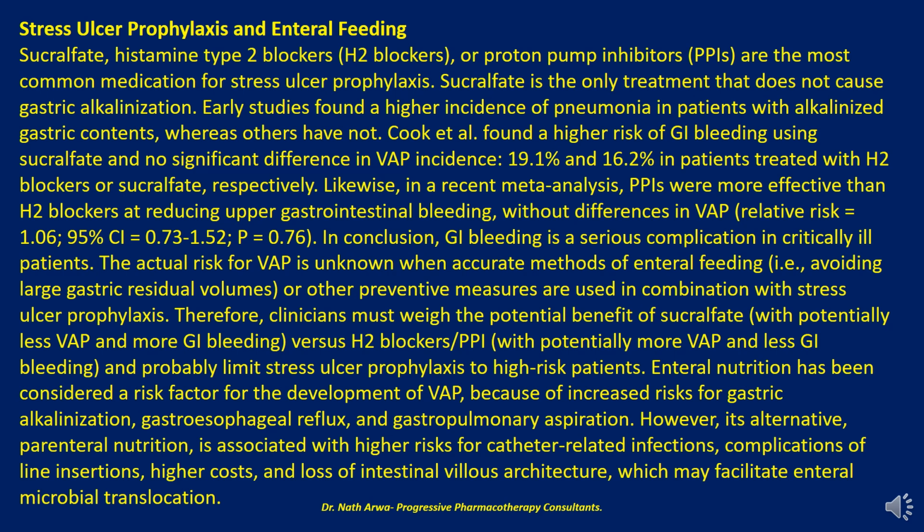Enteral nutrition has been considered a risk factor for the development of ventilator-associated pneumonia, because of increased risks for gastric alkalinization, gastroesophageal reflux, and gastropulmonary aspiration. However, its alternative, parenteral nutrition, is associated with higher risks for catheter-related infections, complications of line insertions, higher costs, and loss of intestinal villus architecture, which may facilitate enteral microbial translocation.